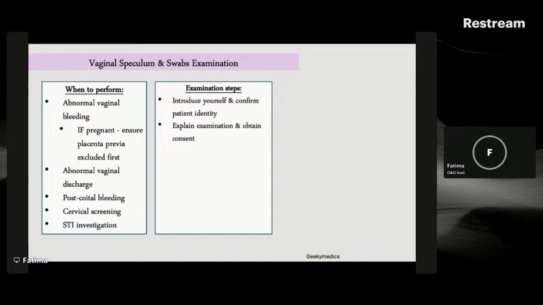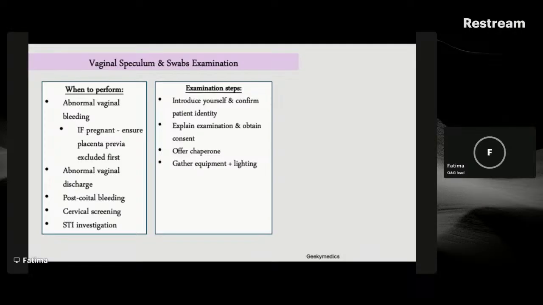You explain the examination, and it's very important that you explain exactly in detail how it's going to happen, because if you say, I'm going to put a speculum or whatever this is down below, that's not accurate enough, and during the examination they might be in shock, because you hadn't explained that it's going to go into the vagina. And then you also need to obtain consent.